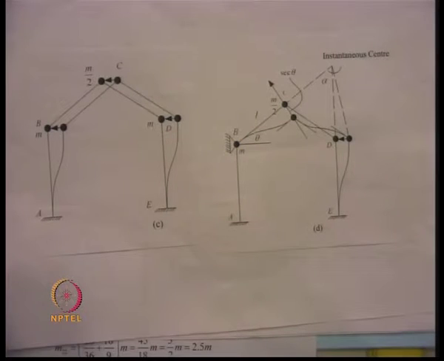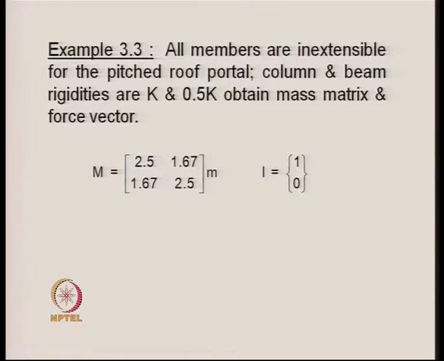And the second column of this matrix, that is the matrix which is shown over here, that is 1.67 and 2.5, they are the forces, the second column of the mass matrix, denoting M22 and M12.